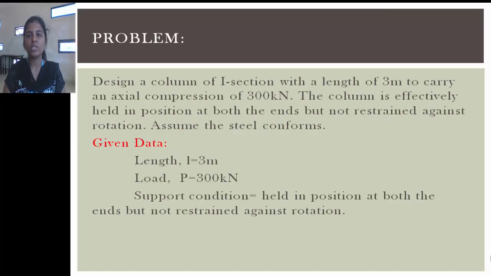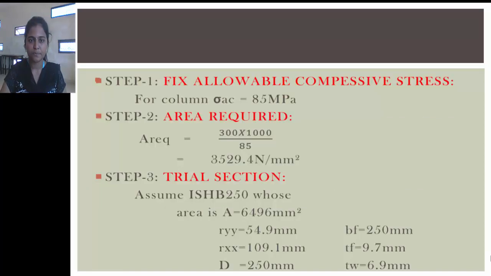Here is the problem, how to design a compression member. Design a compression member, that is a column of I section whose length is 3 meter and it should carry an axial compression of 300 kilonewton, that is, the load on the member is 300 kilonewton, and the column is effectively held in position at both ends and not restrained against rotation. Assume the steel conforms. So the given data is the length of the member, about 3 meter, and the load on it P is 300 kilonewton, and the support condition is held in position at both ends but not restrained against rotation. Step 1 is fixing the allowable compressive stress.